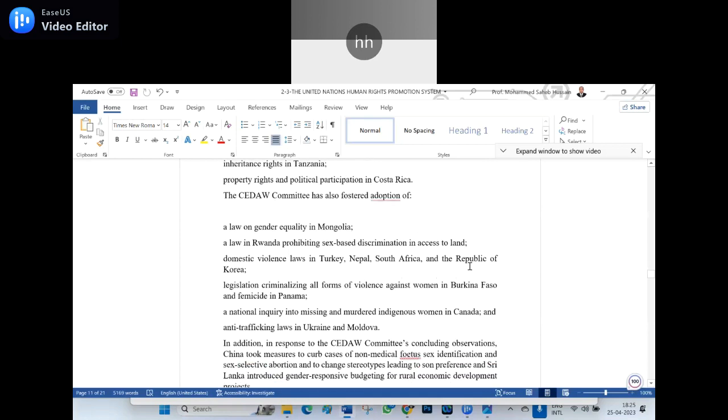So domestic violence laws in Turkey. In Turkey also there is more violence. Nepal, South Africa, and the Republic of Korea. And there they found violence against women. Even in India also violence against women is there, and special laws have been enacted to see that equal rights should be given and women protected. So that was what happened there.